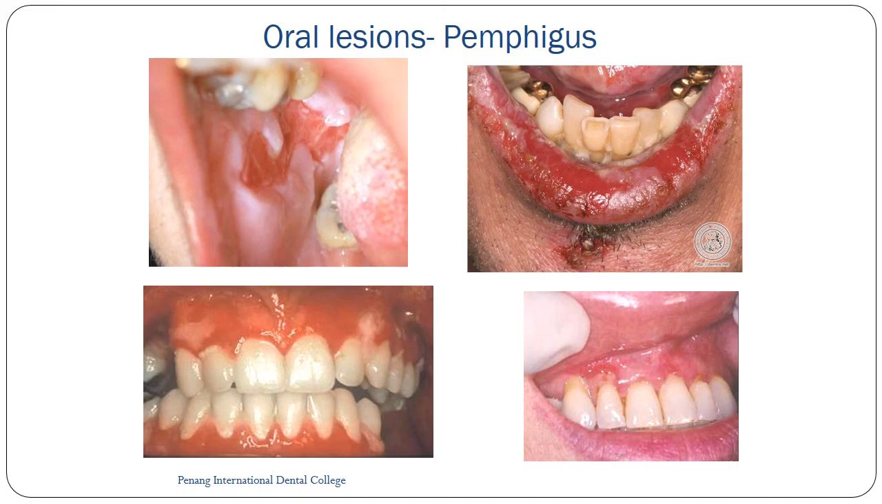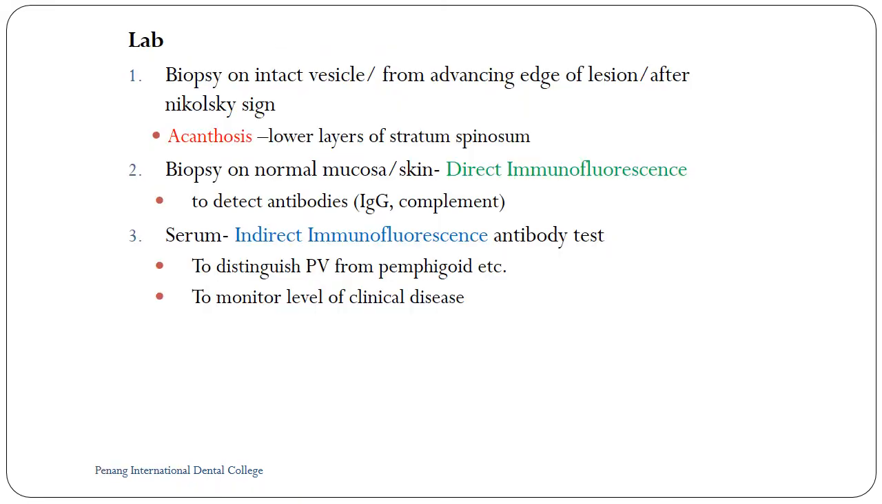Prognosis is generally fair. Approximately there is a 5% mortality rate secondary to long-term systemic corticosteroid complications. So it's generally fair, but patients tend to show a very good recovery in terms of pemphigus vulgaris.